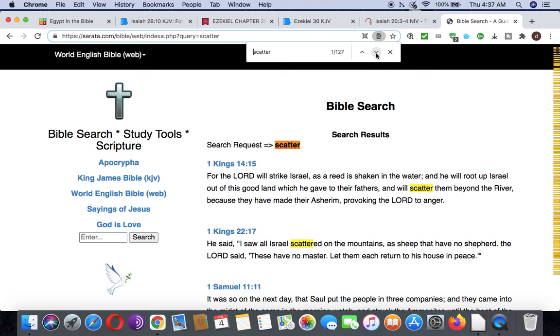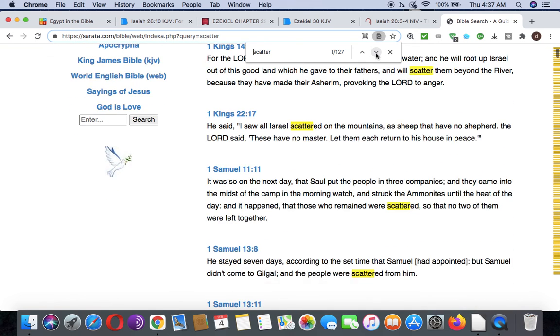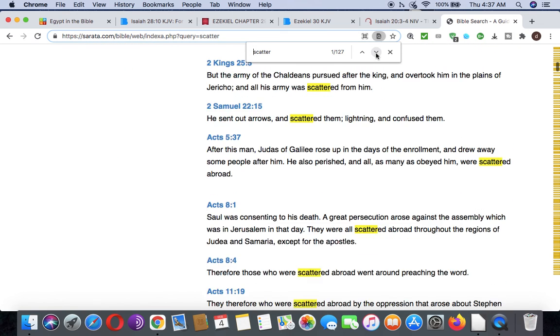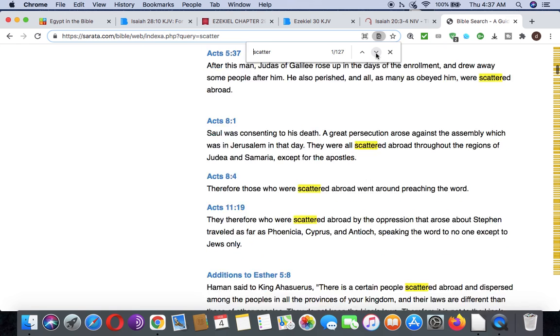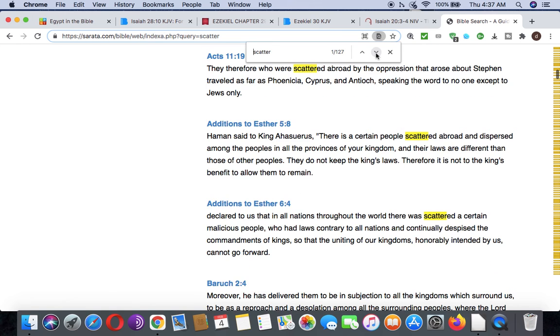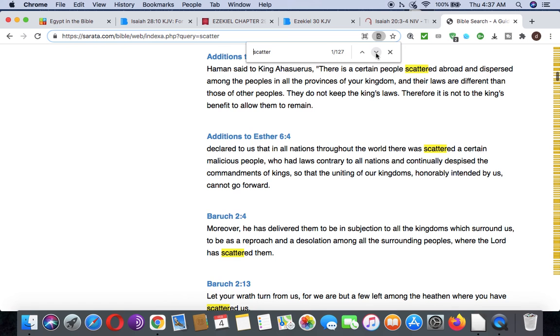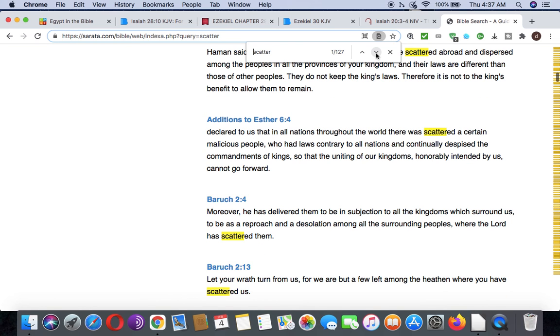Well, this website says it's the Apocrypha, but I don't see no Apocrypha books here. Hold on. Okay, so there's an Apocrypha book here. Okay, this is Baruch 2:4. See, he says here, scatter them again. This is a curse again on the original Israelites.